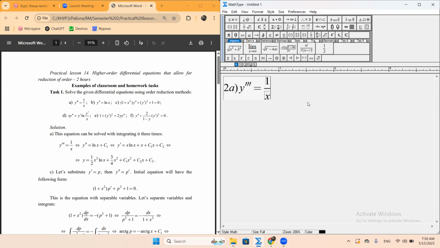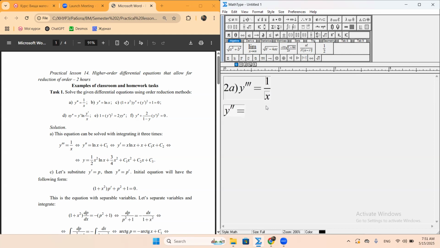So this is the simplest case of the higher order differential equation because it has only derivative and expression that depends on x. So how to solve it? We will just integrate 3 times. So now we will find the first integral. So we will reduce to the second order.